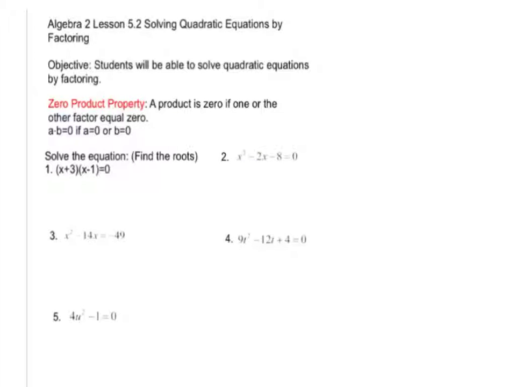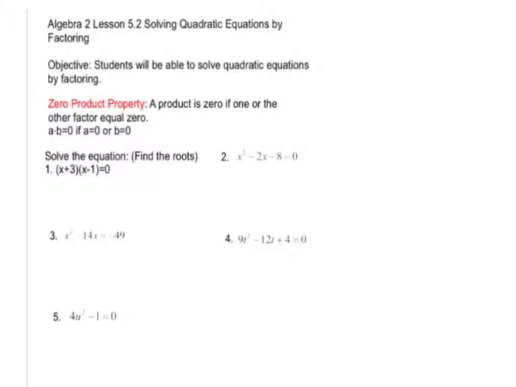Today's lesson will be about solving quadratic equations. To solve quadratic equations, we are going to use the zero product property. So the first thing we'll do is factor each one of our equations, and then we are going to figure out what our solutions will be. A product will be zero if one or the other factor is zero.